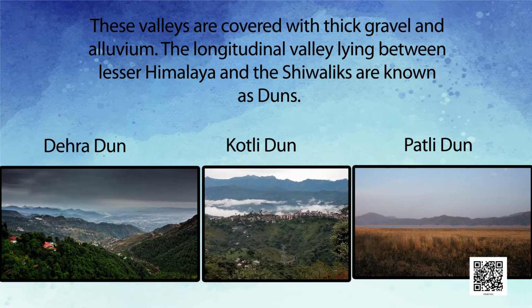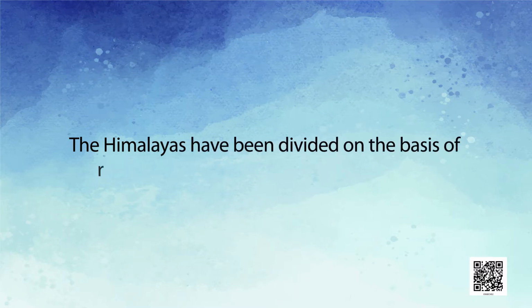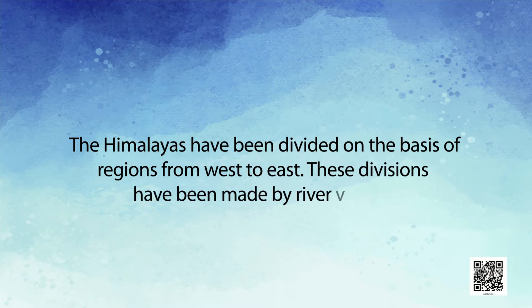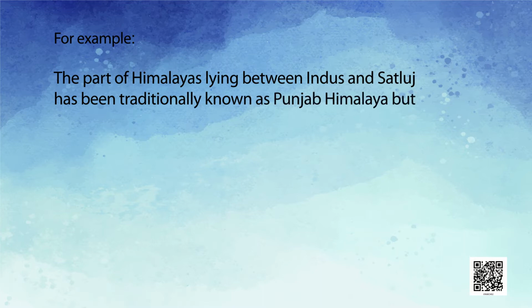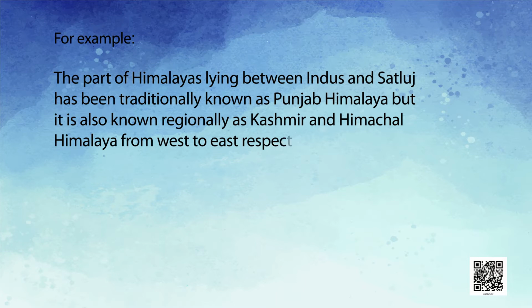Besides the longitudinal divisions, the Himalayas have been divided on the basis of regions from west to east. These divisions have been made by river valleys. For example, the part of Himalayas lying between Indus and Satluj has been traditionally known as Punjab Himalaya, but it is also known regionally as Kashmir and Himachal Himalaya from west to east respectively.